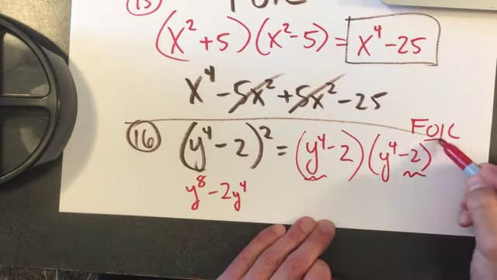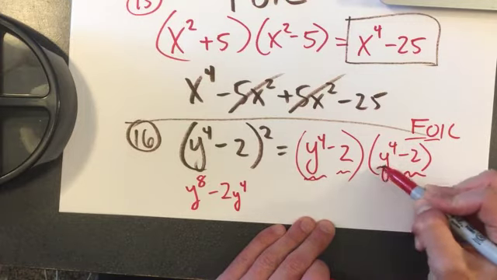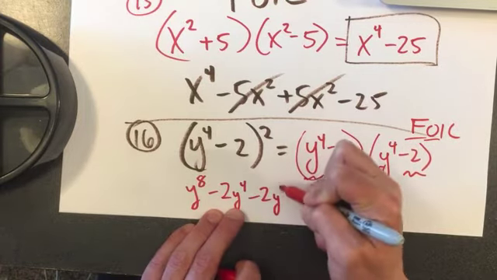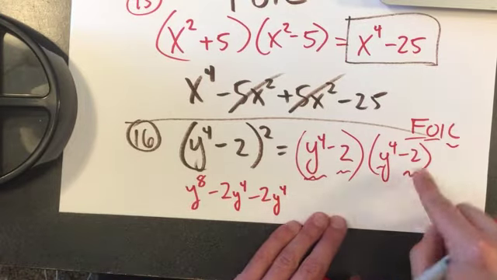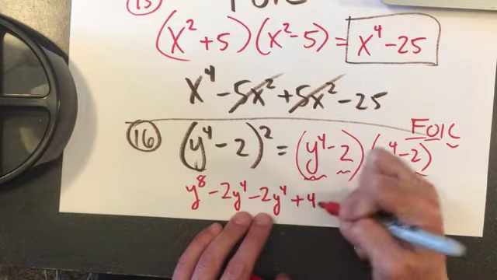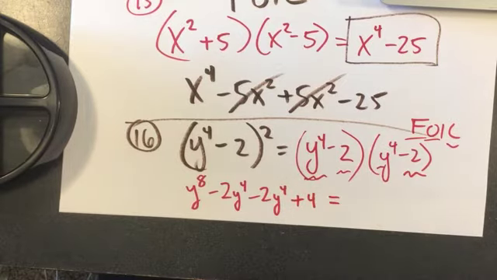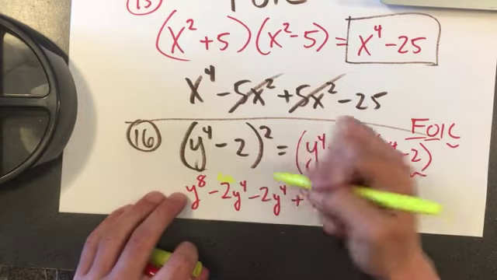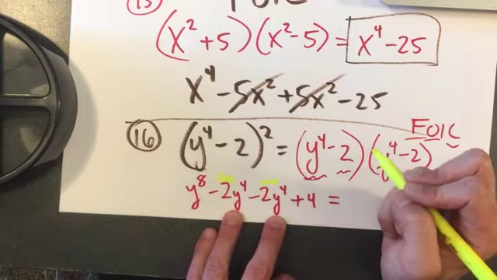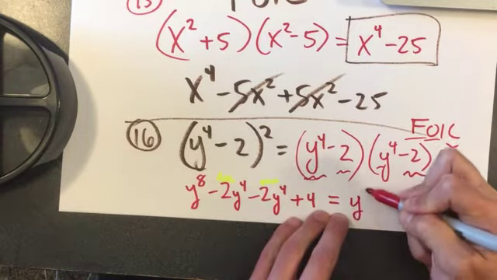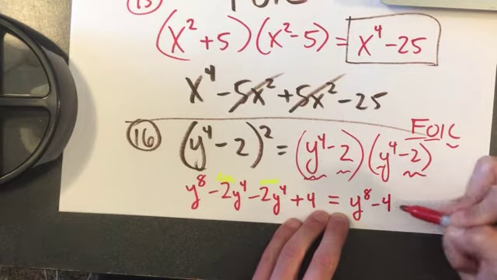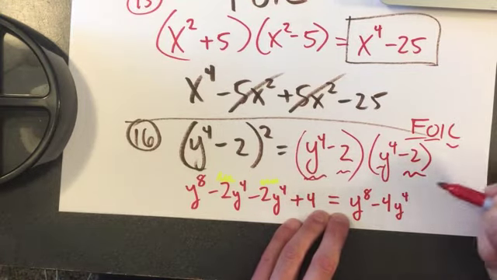Let's do the inners. It's going to be negative 2 times y to the fourth, so it's negative 2y to the fourth again. That's normal. And we got the last ones now. It's negative 2 times negative 2. It's a positive 4. Let's highlight these two. These two are going to combine, aren't they? So they combine to be y to the eighth minus 4y to the fourth plus 4.